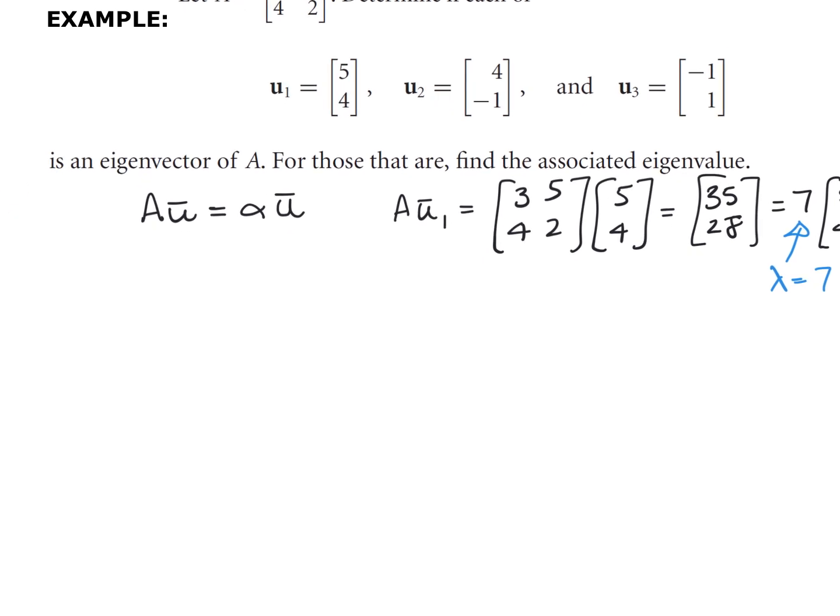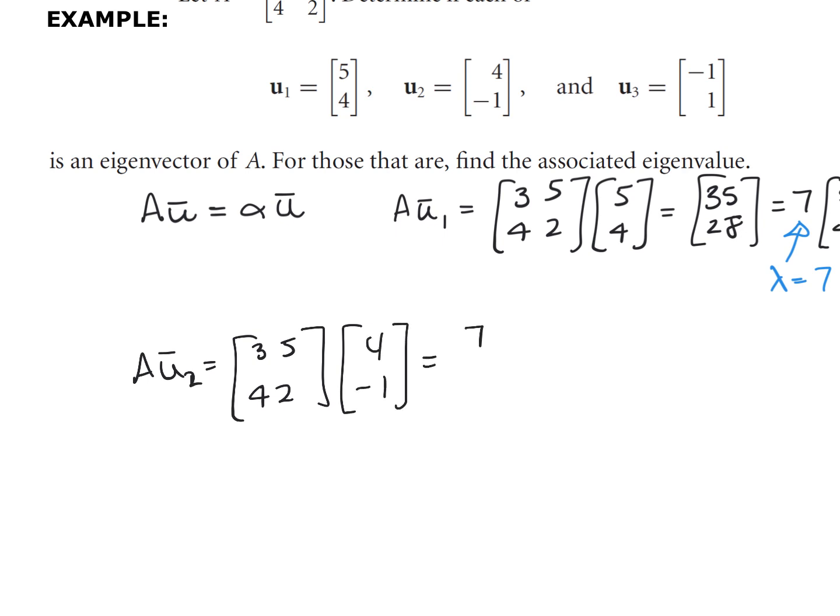Now let's do this again. Let's do A multiplied by u sub 2. So I have 3, 5, 4, and 2 multiplied by 4 and negative 1. When I do this, I get 7 and 14. Now there is no way I can get 7 and 14 to be a multiple of 4 and negative 1. So this one is not an eigenvector.